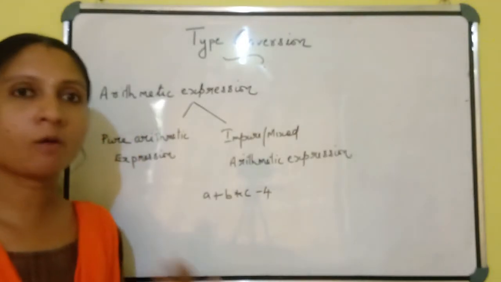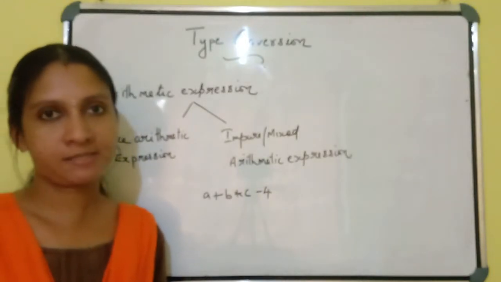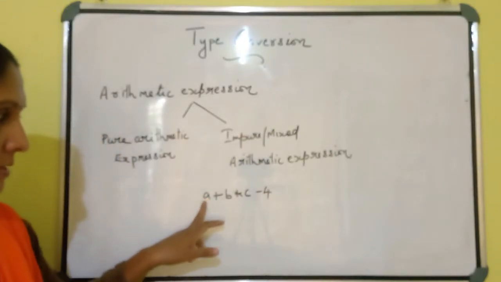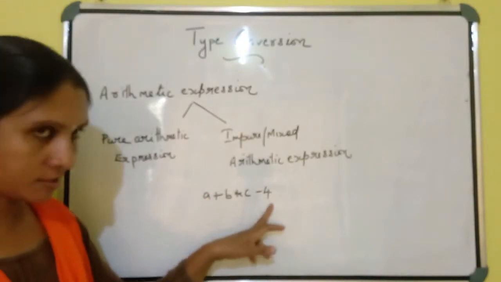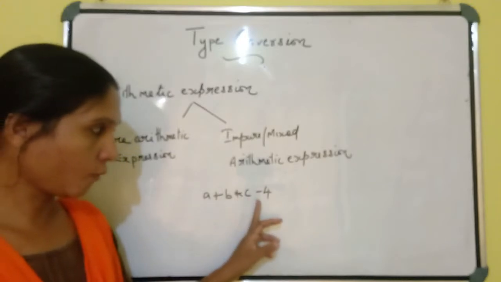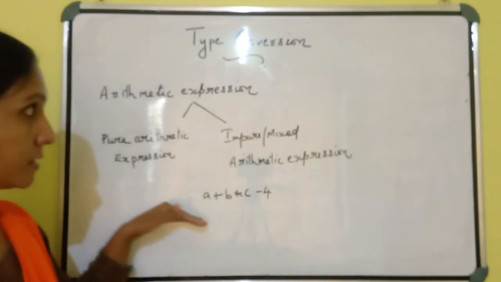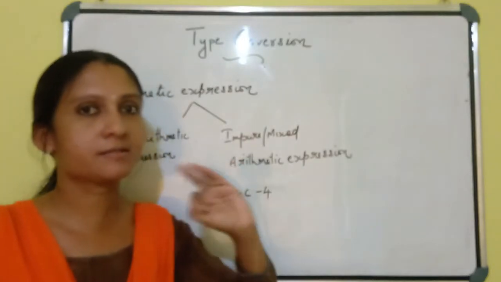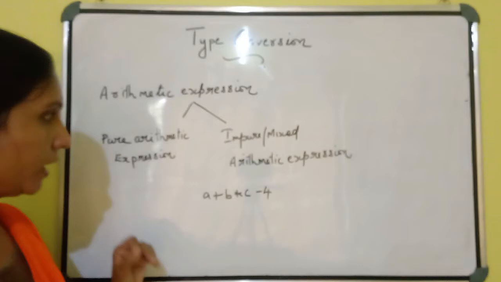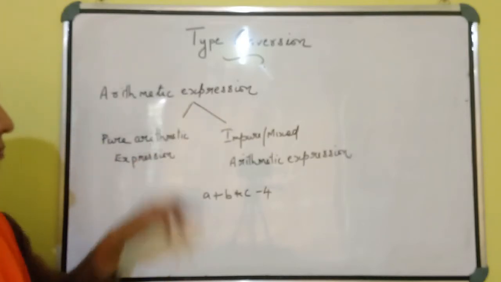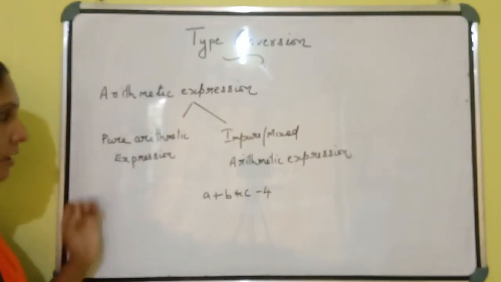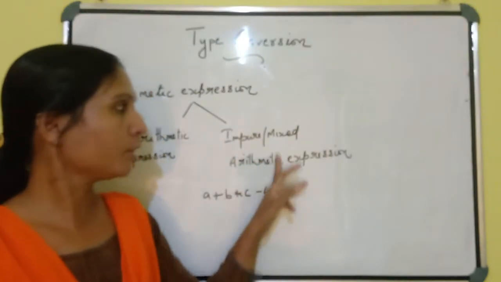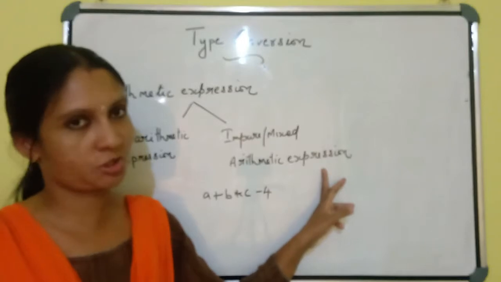Do you know? It's a combination of variables, constants and arithmetic operators. There is an example. See, some variables are here and constants also there and arithmetic operators also there. This is called the arithmetic expression, the combination of variables, constants and arithmetic operators. And arithmetic expression is divided into two. What are they? First one is pure arithmetic expression and the second one is impure or mixed arithmetic expression.